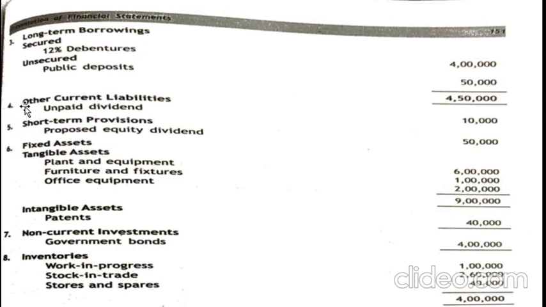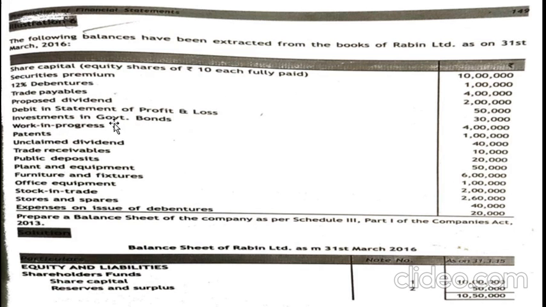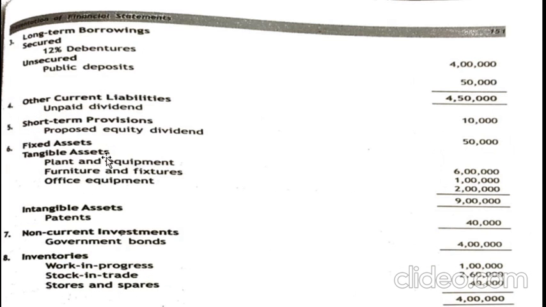The next heading in your balance sheet format is other current liabilities. These are the liabilities you are yet to pay. In the question, you have unclaimed dividend. Unclaimed dividend is the dividend which you have not paid but you need to pay, so it will be taken under other current liabilities. The amount of unclaimed dividend is 10,000.